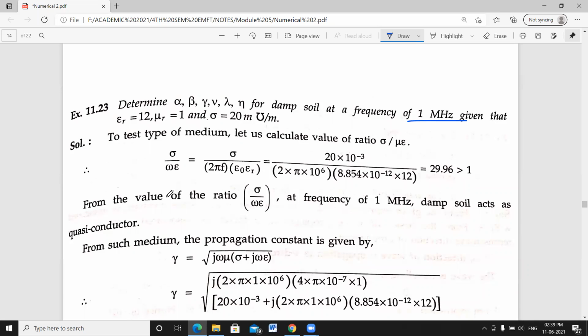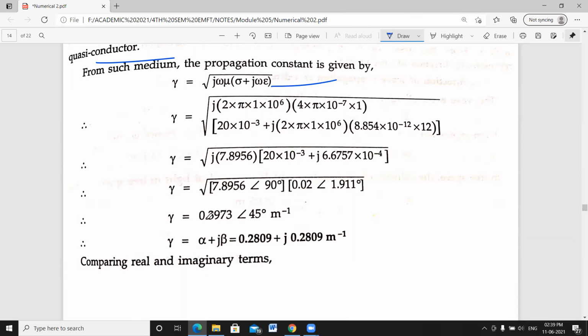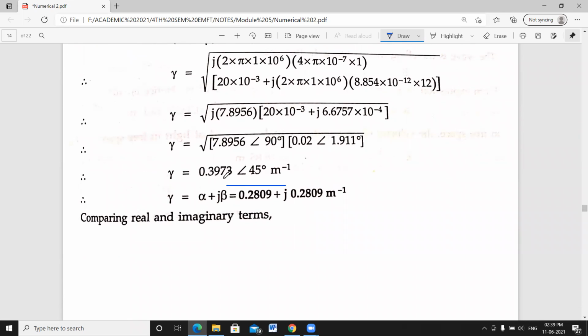Therefore, at a frequency of 1 megahertz, damp soil acts as a quasi conductor. Therefore, the propagation constant gamma is going to be the square root of j omega mu times (sigma plus j omega epsilon). Substituting for each of the values, which we already know, gamma is 0.3973 with an angle of 45 degrees per meter. Gamma is alpha plus j beta, in rectangular form 0.2809 plus j 0.2809 per meter.